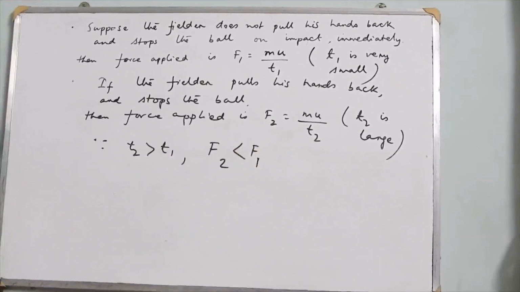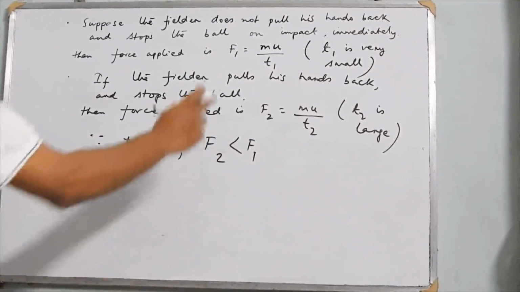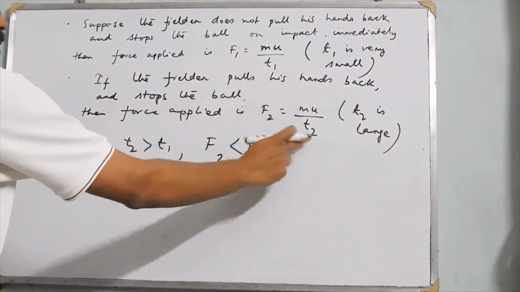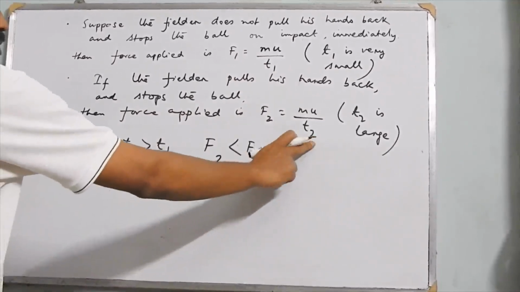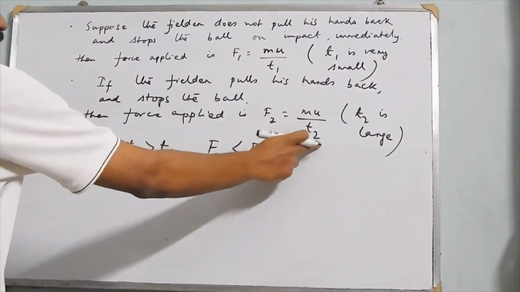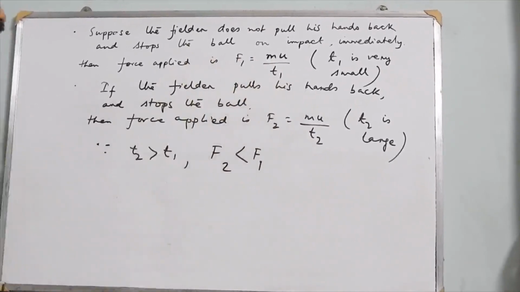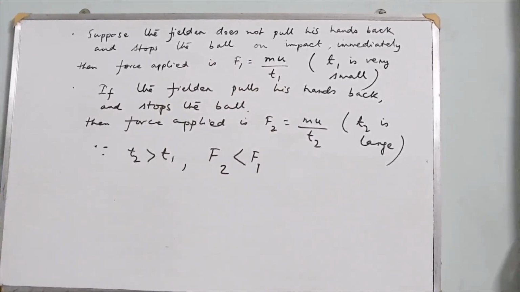Since T2 is greater than T1, F2 will be less than F1, because you see that F1 is inversely proportional to T1 and F2 is inversely proportional to T2. So more time means less force. So in this case T2 is greater, so F2 is less, T1 is smaller, so F1 is greater. So obviously in the second situation the force applied is small.